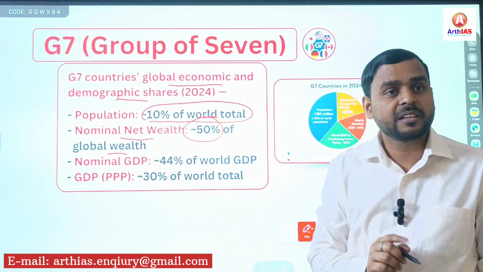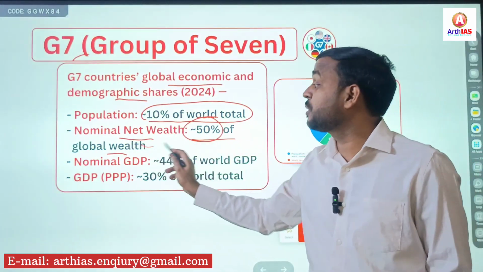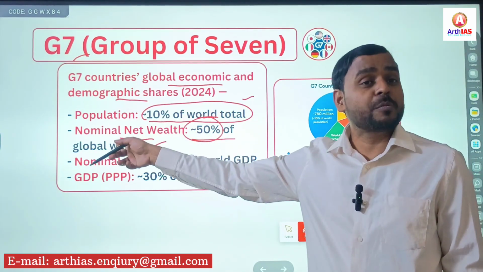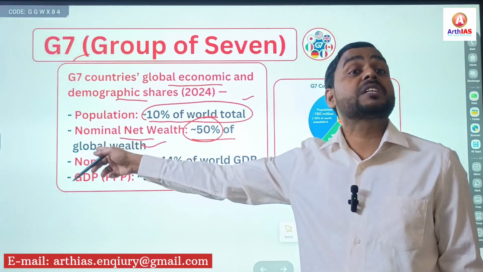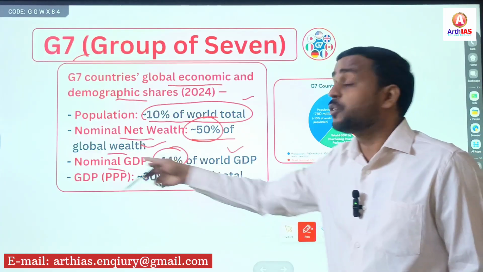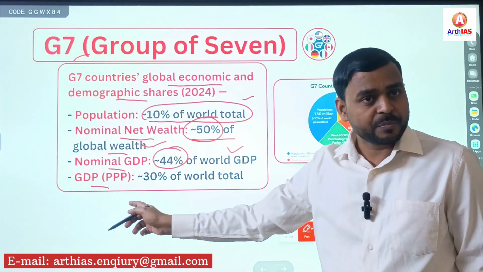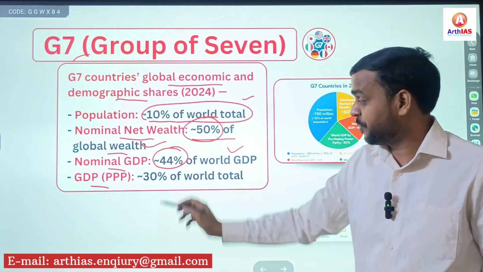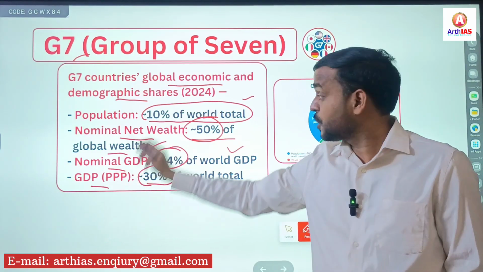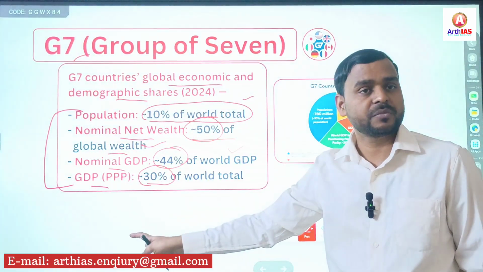You can imagine that these 7 countries have 50% of global wealth, and only represent 10% of population. Nominal GDP, 44% of nominal GDP of the world. GDP on the basis of PPP, purchasing power parity, 30% of GDP based on PPP. So you can see the importance of the G7 grouping, and such facts are very important.